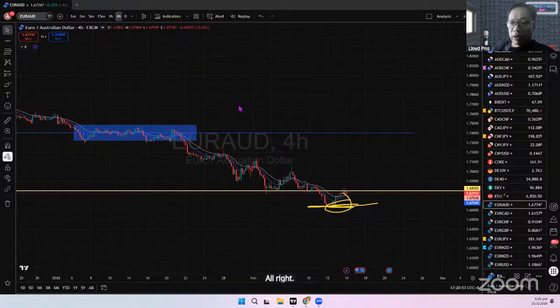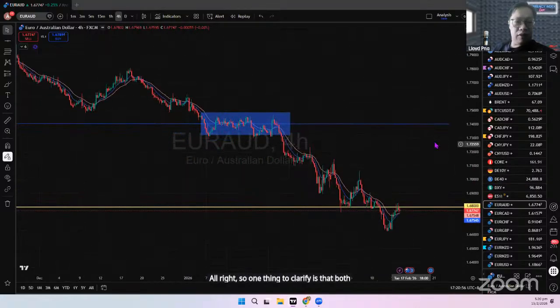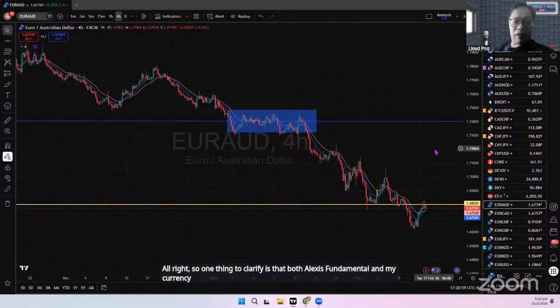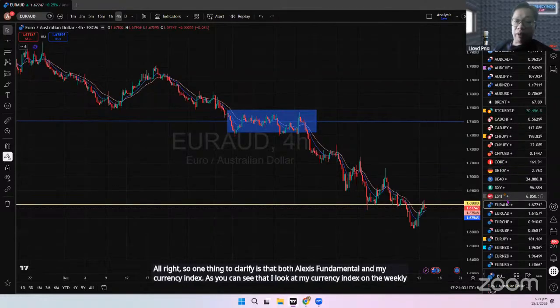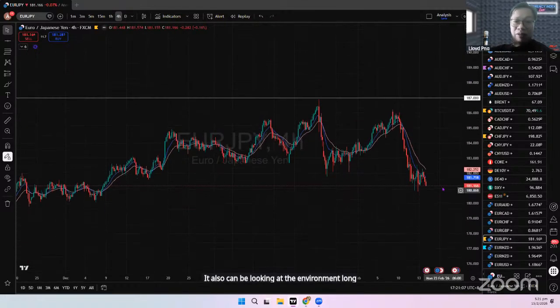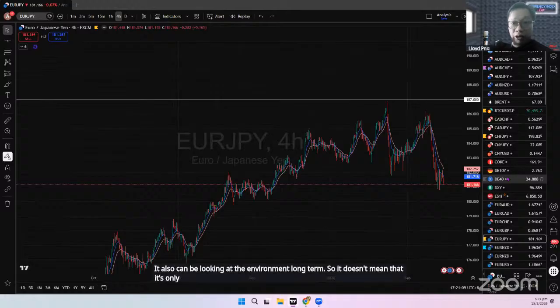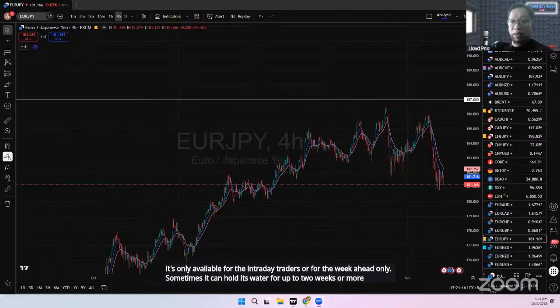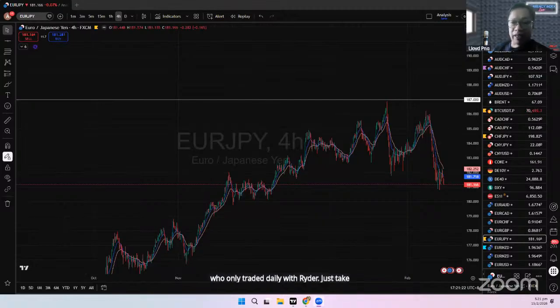One thing to clarify is that both Alexis's fundamental analysis and my currency index, as you can see, I look at my currency index on the weekly chart. Alexis's fundamental analysis can also be looking at the very long term. So it doesn't mean that it's only available for intraday traders or for the week ahead only. Sometimes it can hold its water for up to 2 weeks or more. So for those of you who are new account holders who only trade the daily wave rider, just take note of our analysis. It does work for the daily chart too.